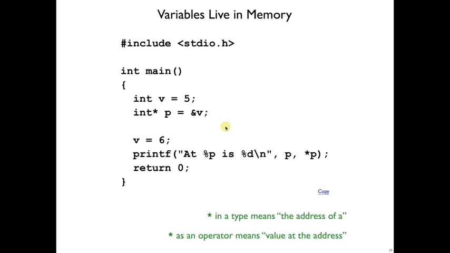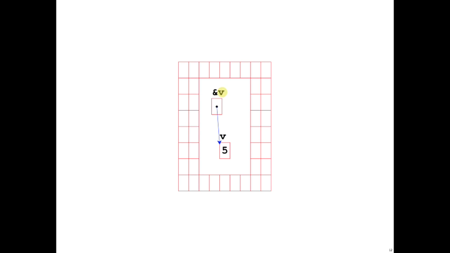So here's a very similar program that creates a variable v. It takes v's address, but this time I put it in a variable p. You can imagine that this box is p because it contains the address of v.